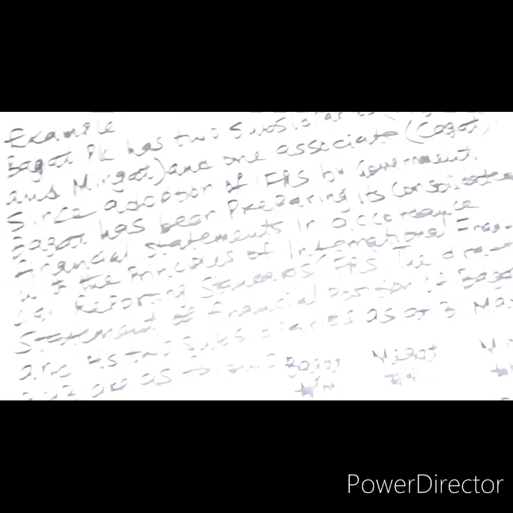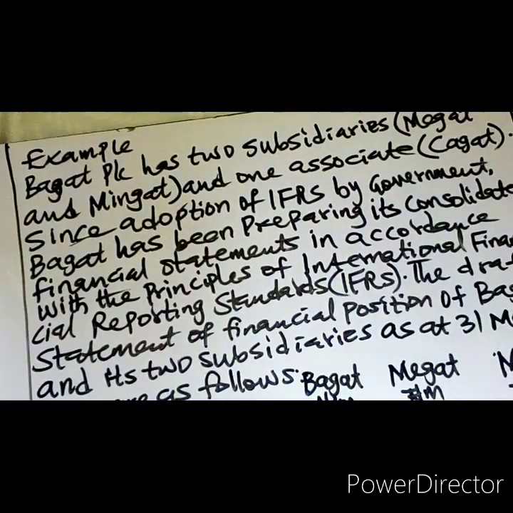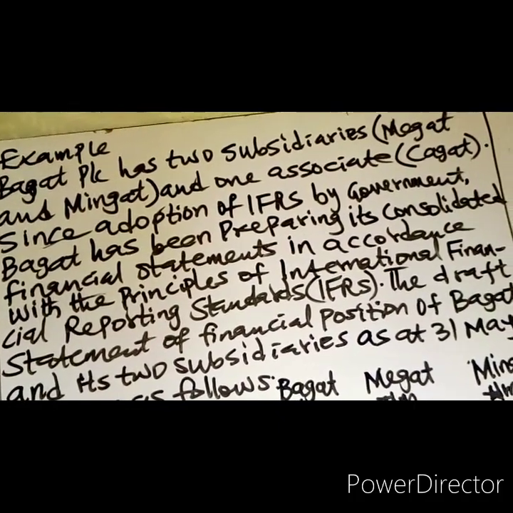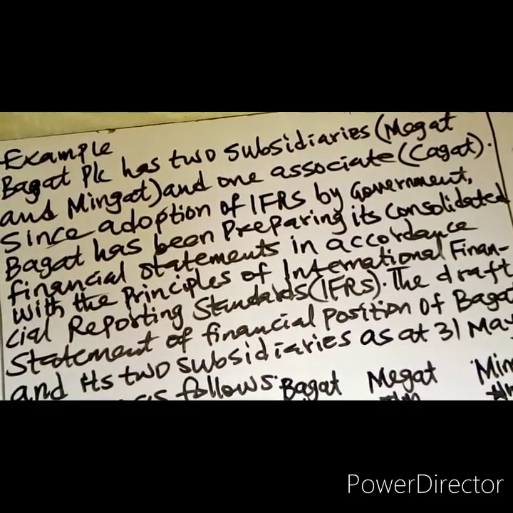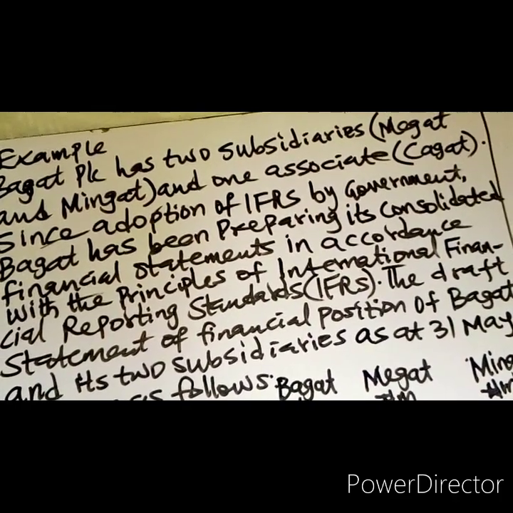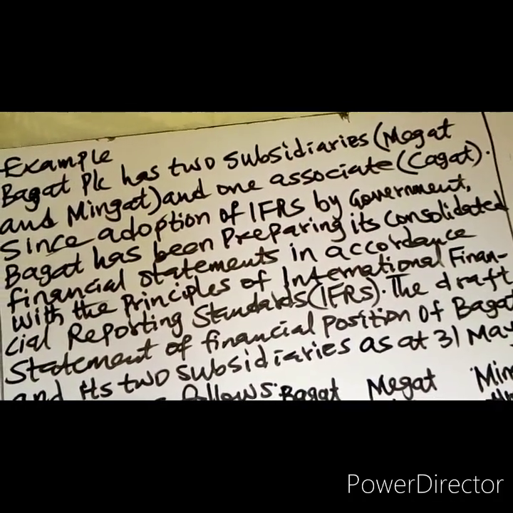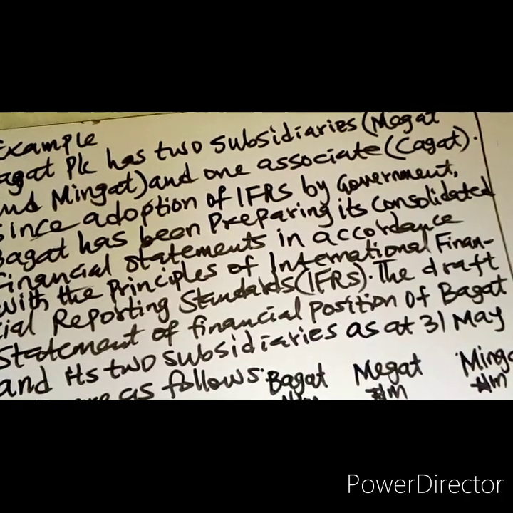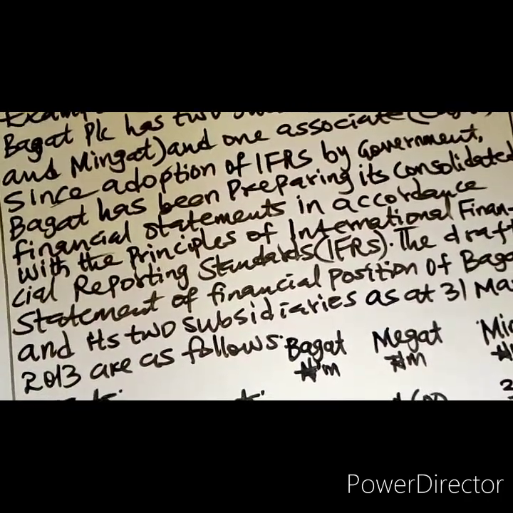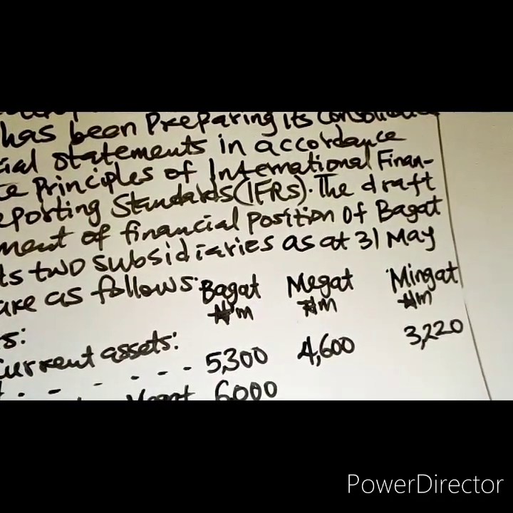Example 1. Bagat PSC has two subsidiaries, Megat and Migat, and one associate, Kagat. Since adoption of IFRS by government, Bagat has been preparing its consolidated financial statements in accordance with the principles of International Financial Reporting Standards, IFRS. The draft statements of financial position of Bagat and its two subsidiaries as at 31st May 2013 are as follows. We have Bagat, Megat, and Migat.